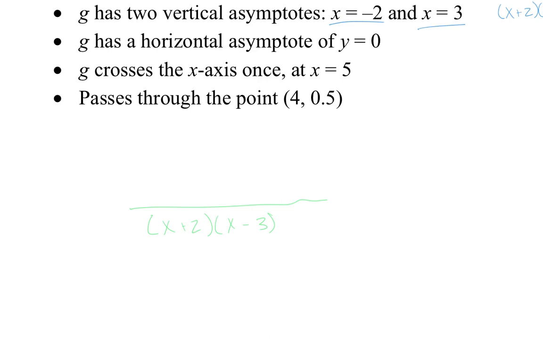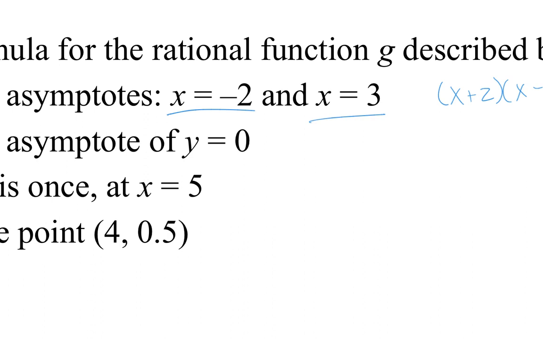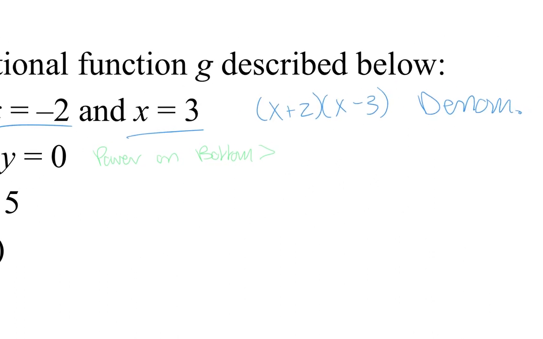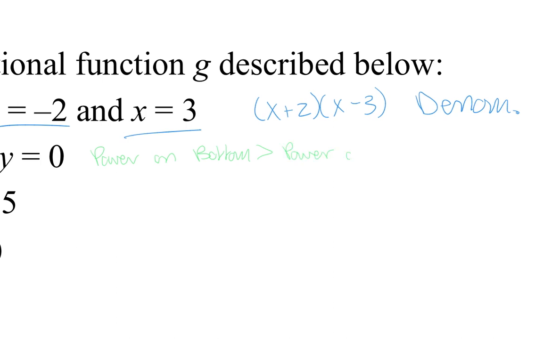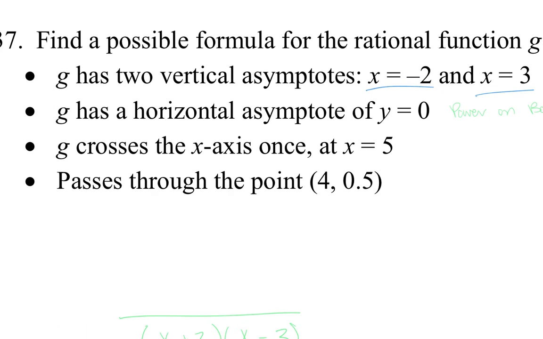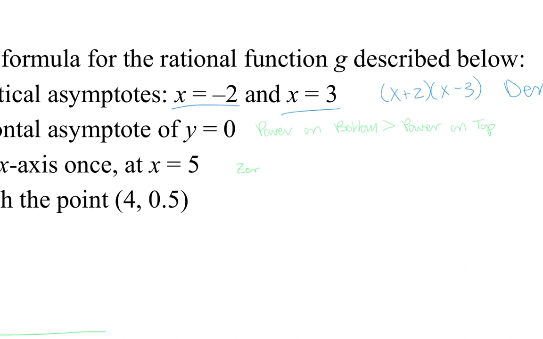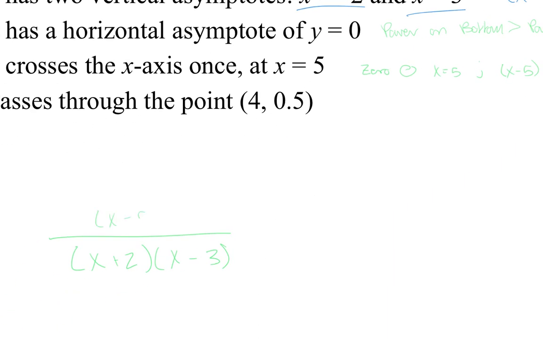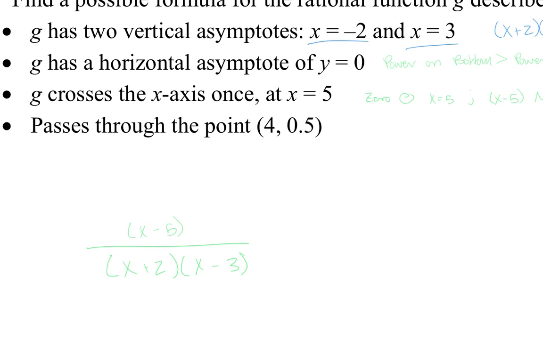We know we have a horizontal asymptote of y equals 0, so that means power on bottom is greater than power on top. We know that it crosses the x-axis once at x equals 5. Now crossing the x-axis, that's the same as having a 0, right? So we could say 0 at x equals 5, or we know that x minus 5 is in the numerator. So let me go ahead and add that.